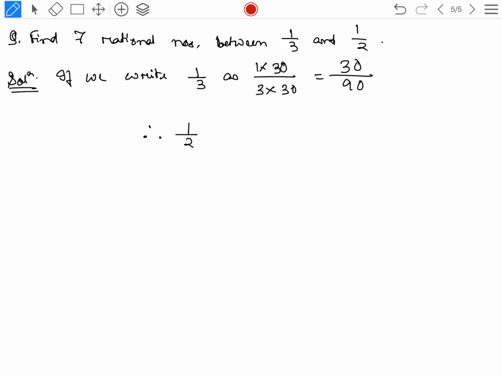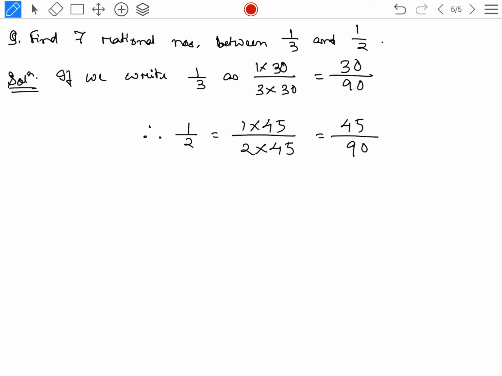Understood? So now since we have made the denominator 90 for 1 by 3, in 1 by 2 also we have to make the denominator 90. So to make the denominator 90, we have to multiply 2 by 45. Then the numerator also needs to be multiplied by 45. Okay, so 2 45s are 90 and 1 45 is 45. Understood? So one rational number we wrote as 30 by 90, another rational number we wrote as 45 by 90.